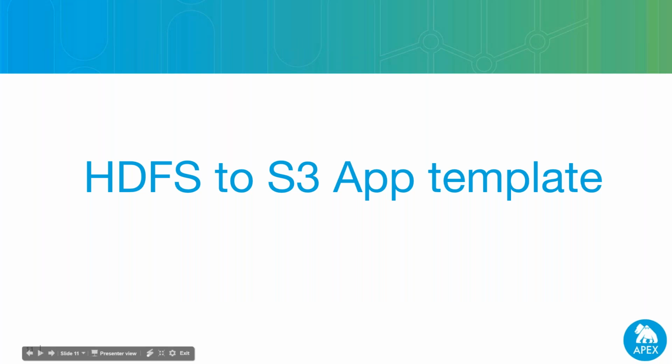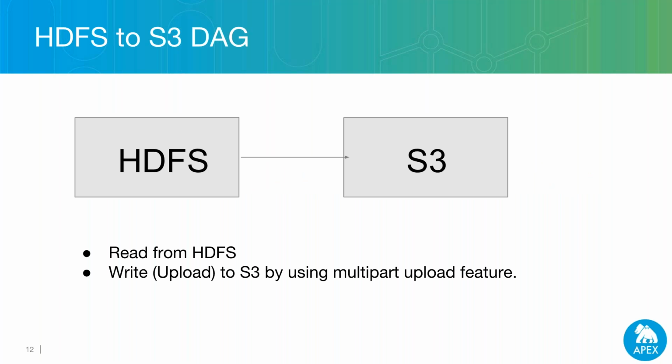Now let's move on to the app template, that is HDFS to S3. This is what the top level DAG looks like. The first one is HDFS, and the second one is S3. With HDFS, we just read the data from HDFS, and with S3, it uploads to S3. Here I use the multi-part upload feature. So what is the multi-part upload feature? We'll go to the next slide. By using this feature, we upload the files into S3.